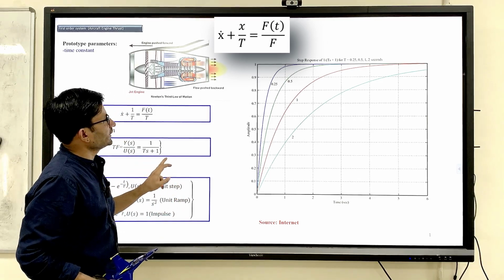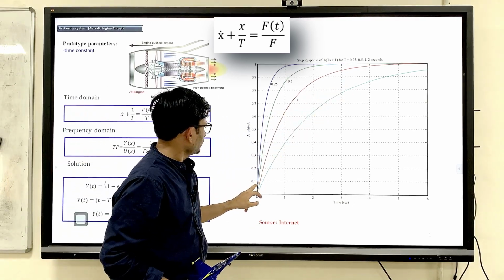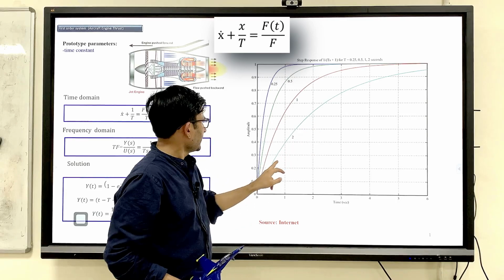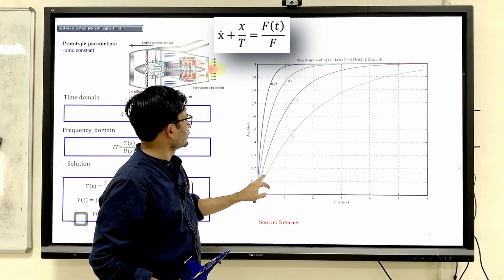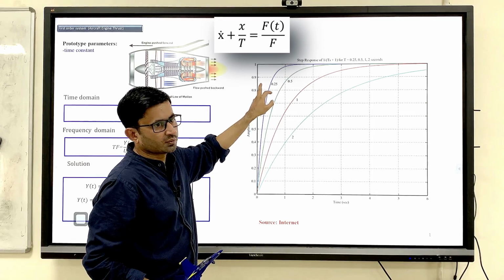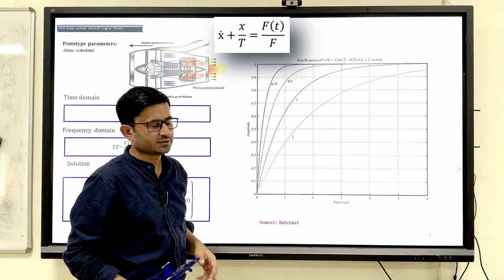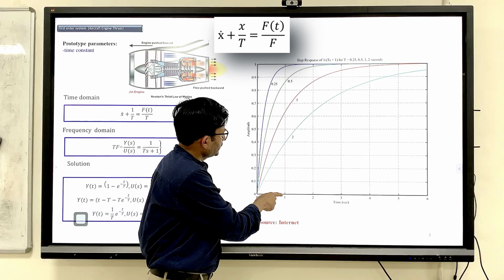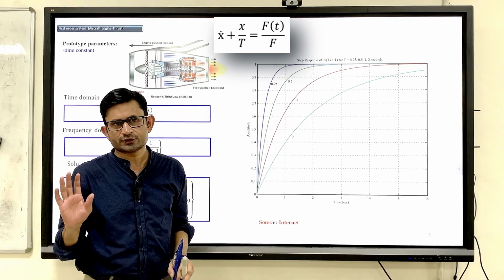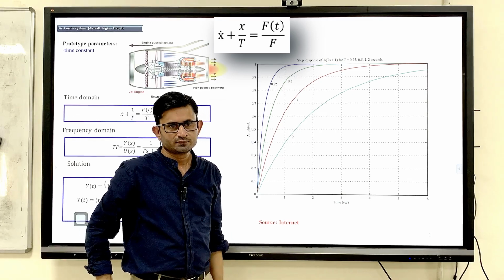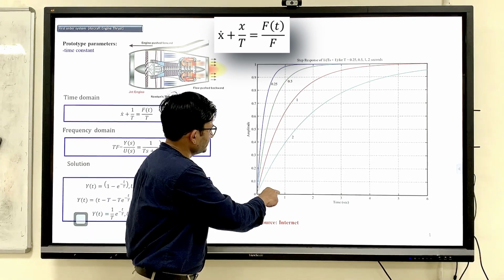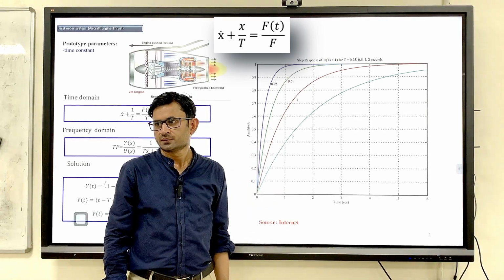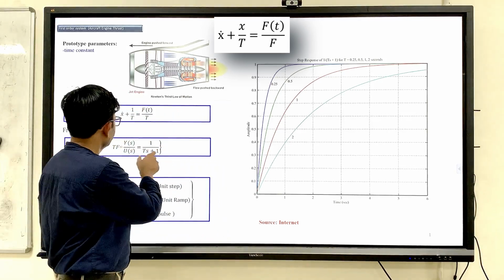So if you take T equal to 2, you have this response, and if you decrease T, you will go closer to what you actually want. See this, at t equal to 1 second, in the ideal case your output should be 1, right? But what is your output? At t equal to 1 second, for this case, it is 40%. Because of what? Because of this dynamics.